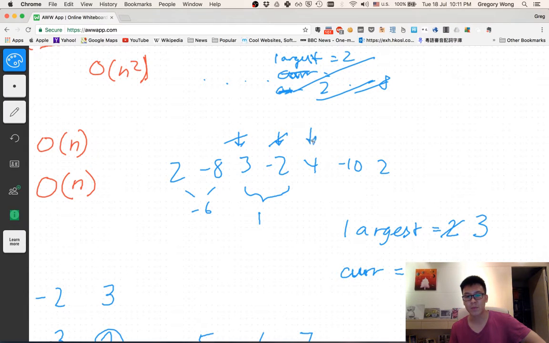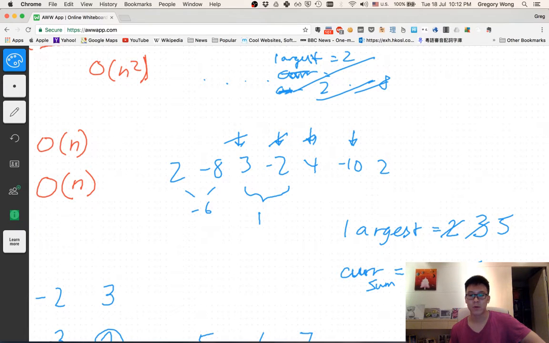I keep summing up numbers until I see the next negative number. So I see this, it's positive. So I add 4 to the current sum. And that is larger than the largest number, so I replace that with this. And then I skip ahead till I see the next negative number, which is -10.